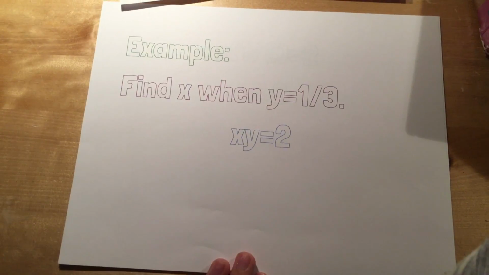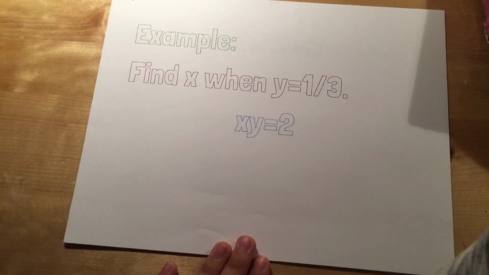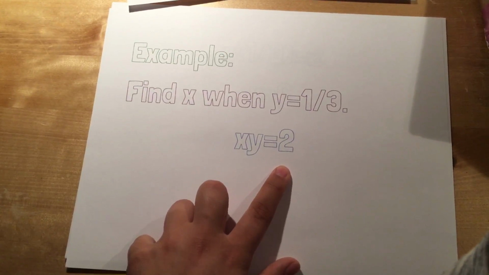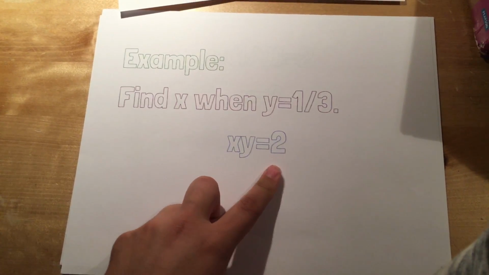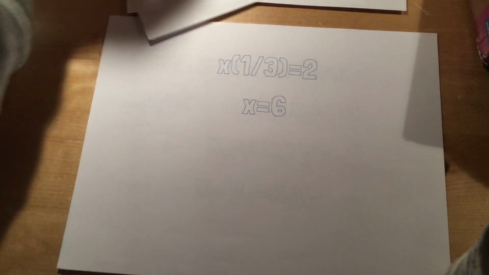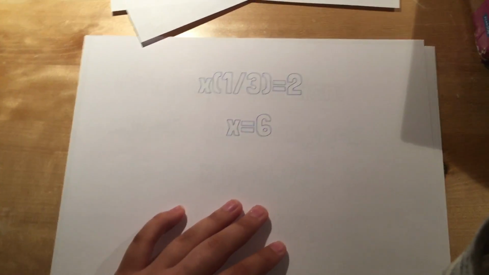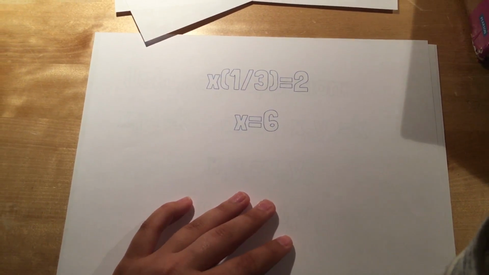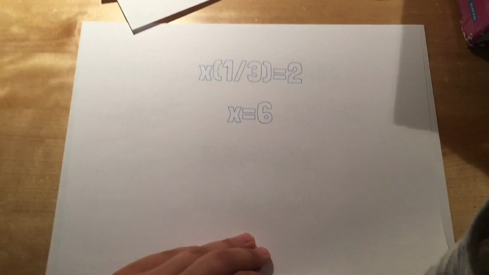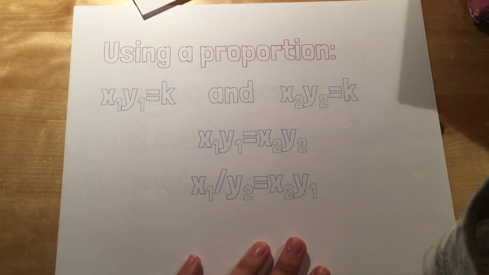Example. Find x when y equals 1/3. The equation they give us is xy equals 2. So they used the first type of equation and had k on the outside. We'll sub in 1/3, and you get x times 1/3 equals 2. Multiply, x equals 6.